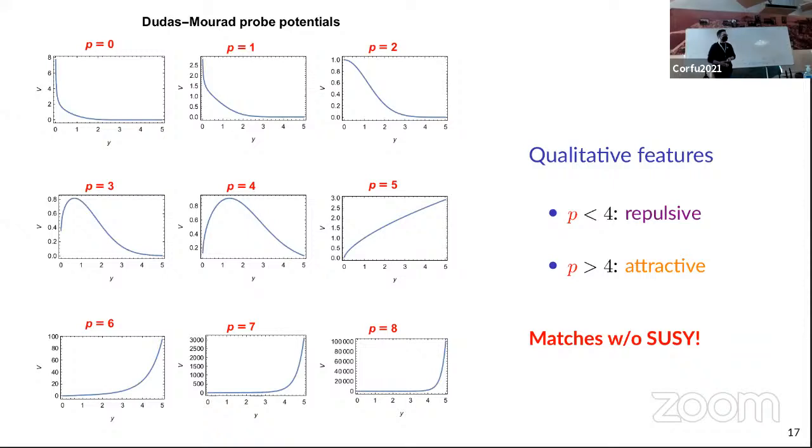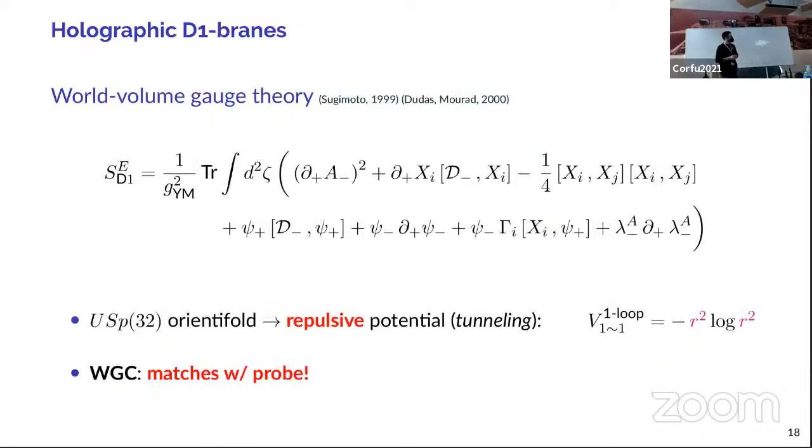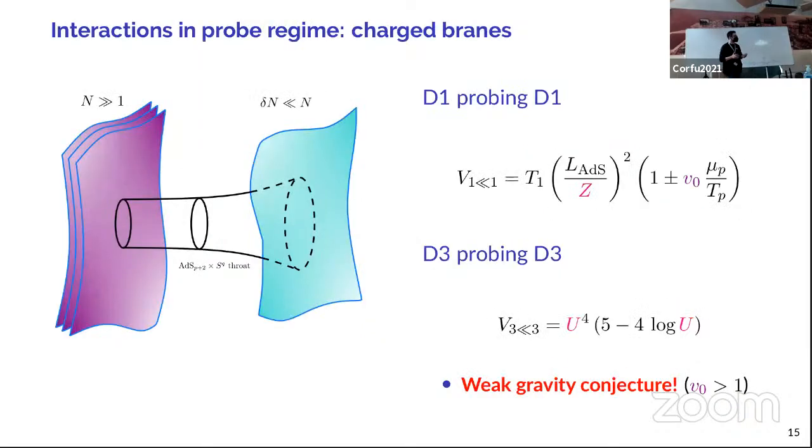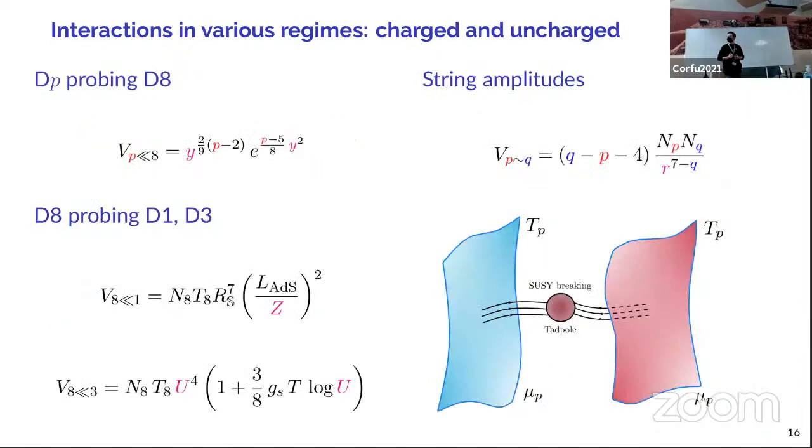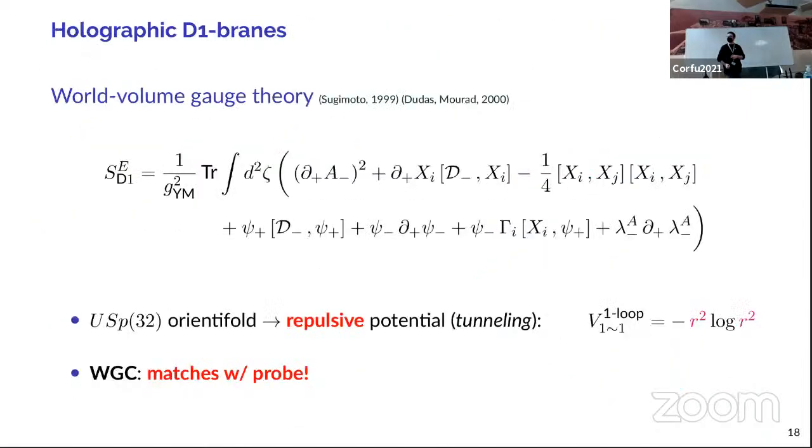So interaction potentials seem to be a source of interesting lessons. You get the weak gravity conjecture, you get some matching between different regimes. And the very last regime that I investigated in this context is, I told you that D1-D1 brane interactions are hard to study from string amplitude calculations because the tree-level result vanishes. So one needs to compute the one-loop result, which in this context is quite hard. So instead, I turn to the worldvolume gauge theory to study the one-loop effective potential of this theory.